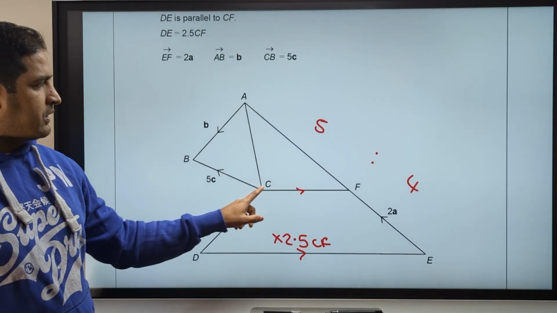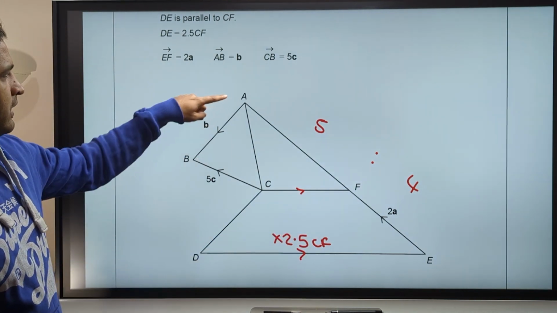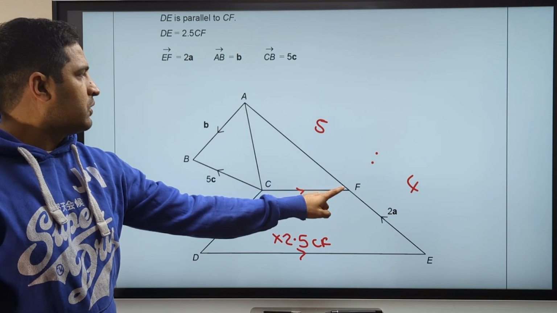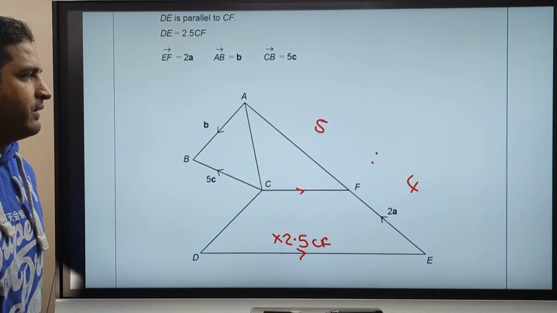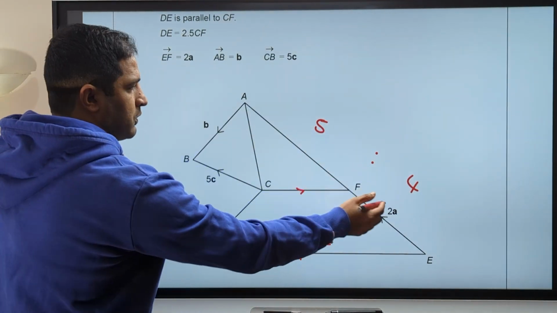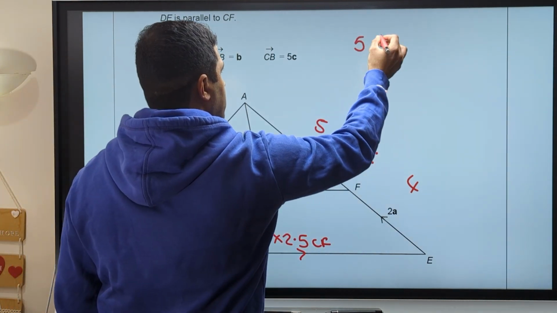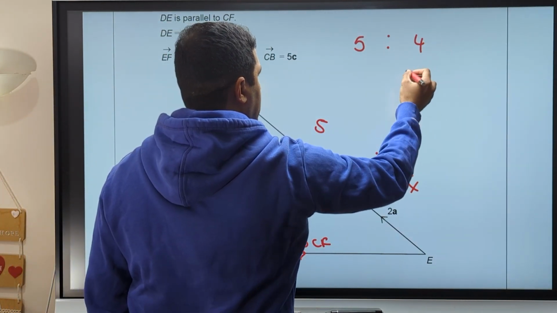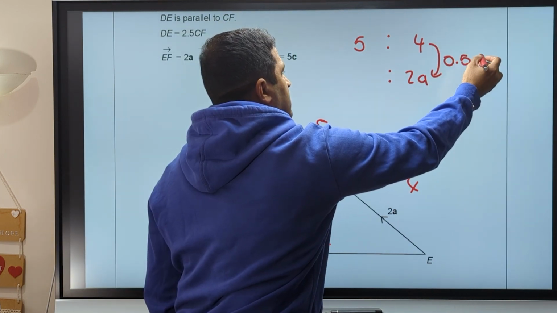So we need to work out CF first. And to work out CF, we need to get to this point here from here. So we need to work out what AF is, or FA, it doesn't matter which way you go. We know this information here, so we use that. So 5 to 4, and that's 2A, 0.5A.